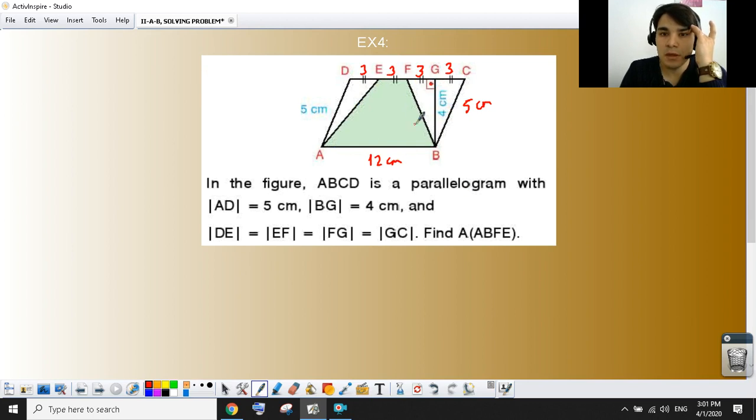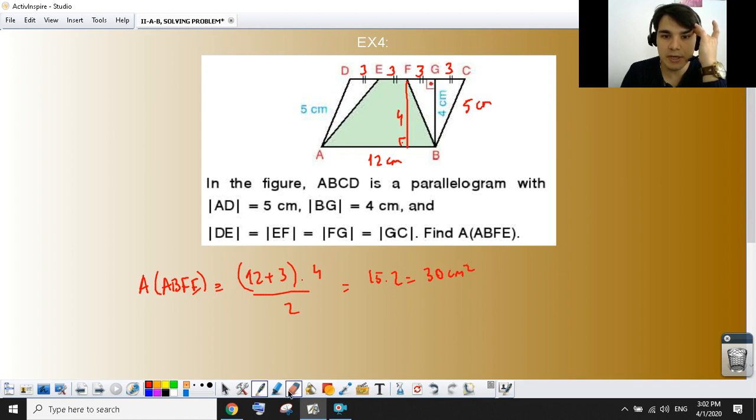To find the shaded area, which is a trapezoid, I'm going to take the sum of lower and upper base, which is 12 plus 3, right? And height, which is 4, over 2. So it will be 15 times 2, which is 30 centimeter square. We got this.